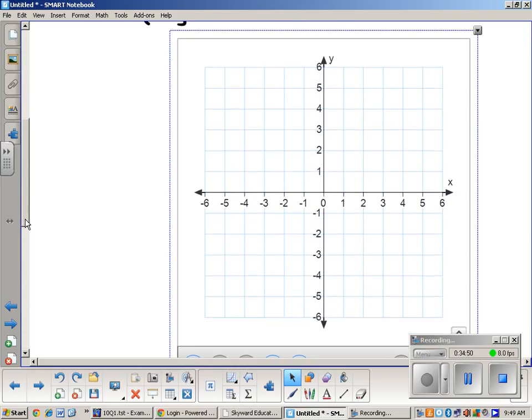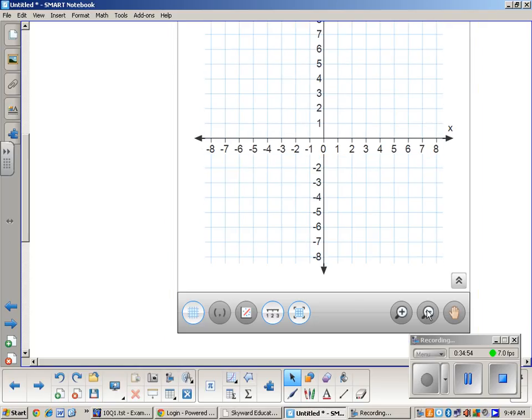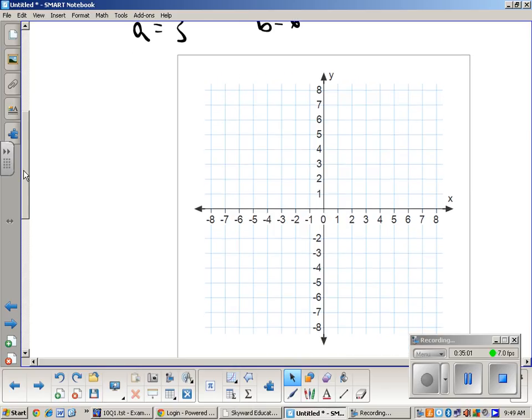I forgot I enlarged this screen so people could see what I had on the screen a little better, and it's still enlarged. That's why my graph grid is so big here.